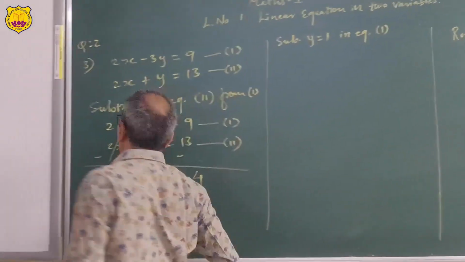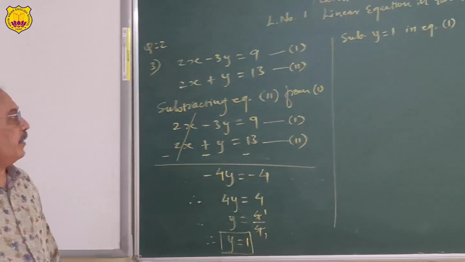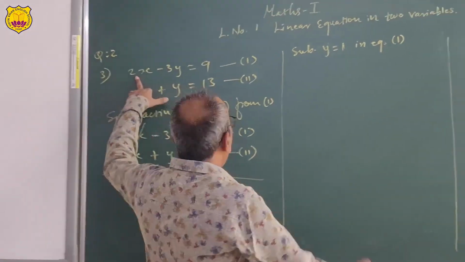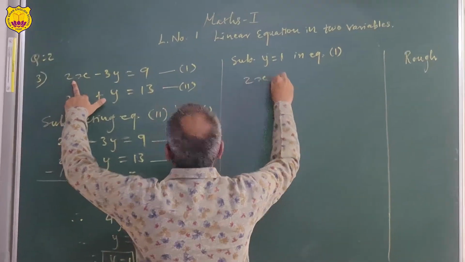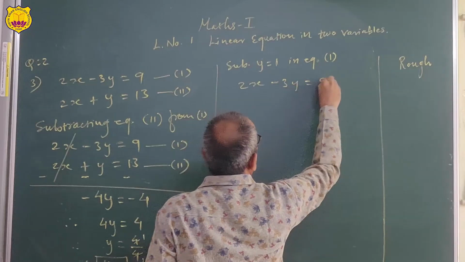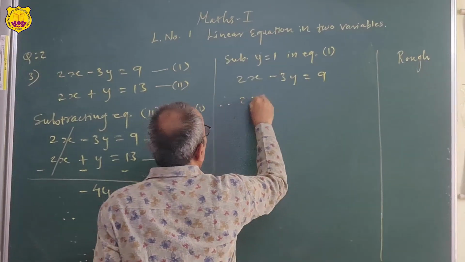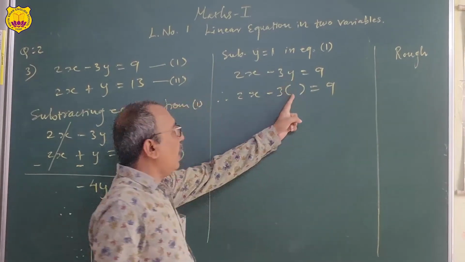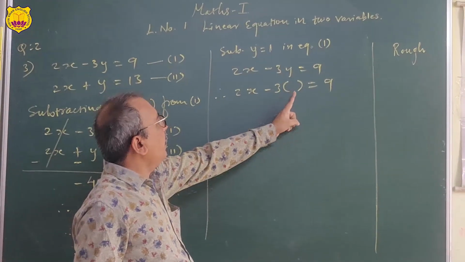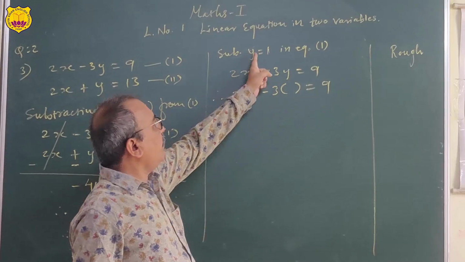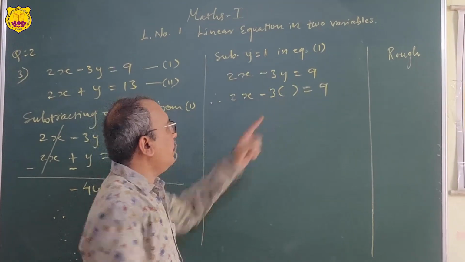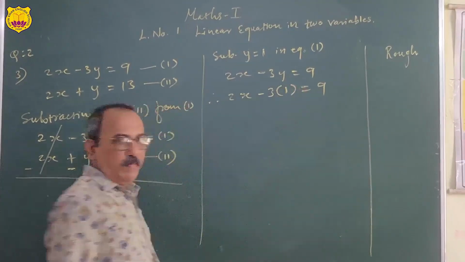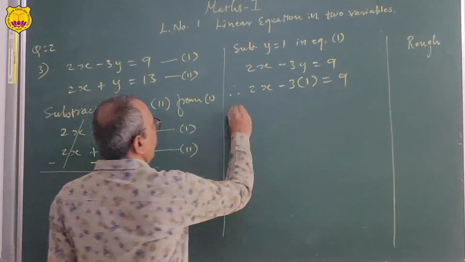You can take equation 1 or 2, anyone. Now, I am taking here equation number 1, 2x minus 3y is equal to 9. Therefore, 2x minus 3y is equal to 9. See, in place of y, what did I write? A bracket. Now, in this bracket, I am going to write the value of y. y is 1. So, this 1 I will write here.